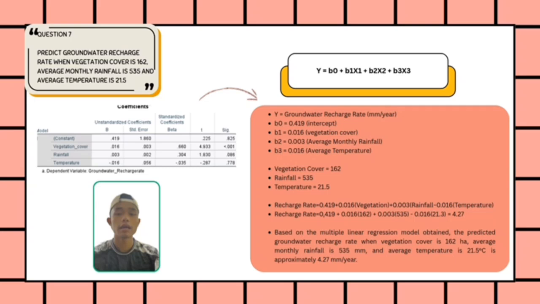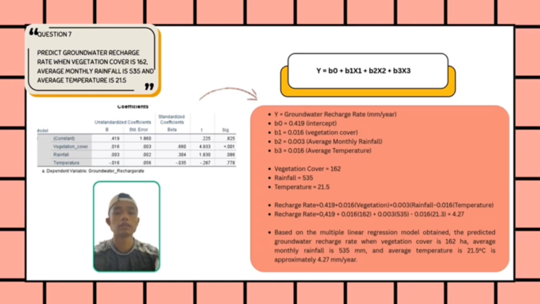The regression model we obtained from the SPSS output is y equals 0.14919 plus 0.016 multiplied by vegetation plus 0.003 multiplied by rainfall minus 0.016 multiplied by temperature. We substitute the values into the formula.